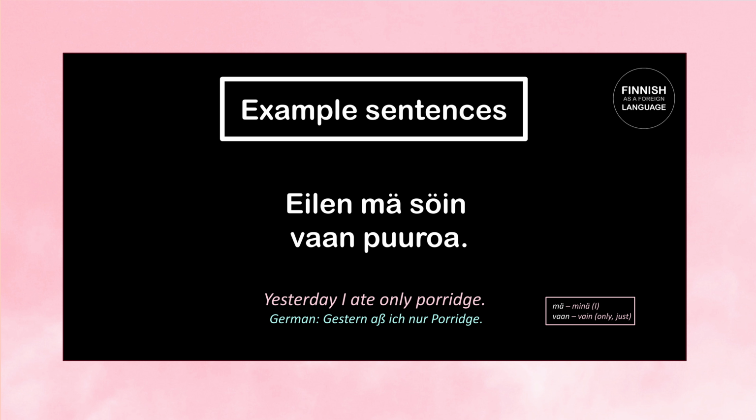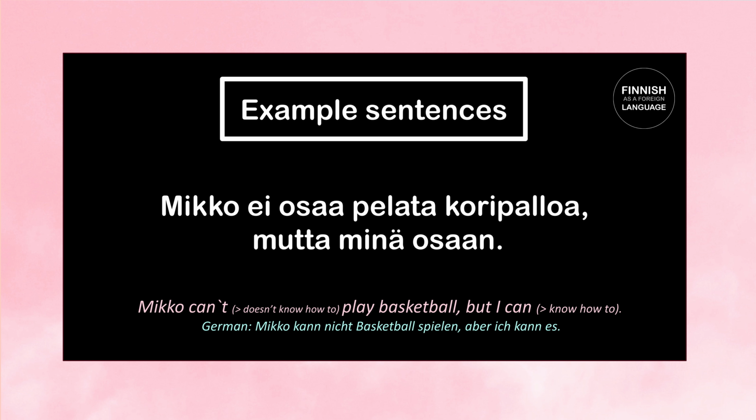And one last example before we carry on with the next chapter. Mikko ei osaa pelata koripalloa, mutta minä osaan. Means Mikko doesn't know how to play basketball, but I know how to. So Mikko ei osaa means Mikko doesn't know how to. So ei osaa here is the negative third person singular present tense of the verb osata, which means to know how to. Pelata means to play, here in terms, for example, of sports. Koripalloa means basketball. It's the partitive case of koripallo, which means basketball.